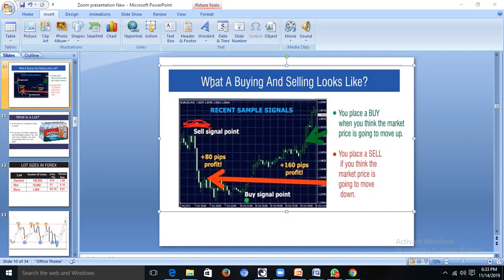If you don't put a stop loss, by the time the market reaches a particular level, the broker will just close your account. It is called a margin call. I will show you what a margin call is as we go through the training.